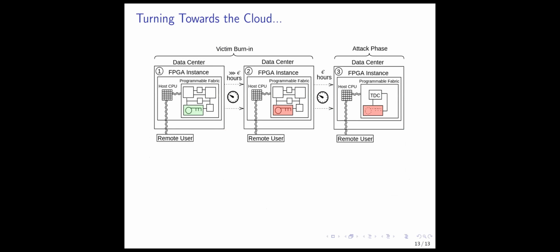Now we're interested in turning towards the cloud with these local findings. There's many challenges with that. There's temperature fluctuations, voltage fluctuations, and the devices are significantly older, which is important to note because the bias temperature instability effect becomes less pronounced over years of use.